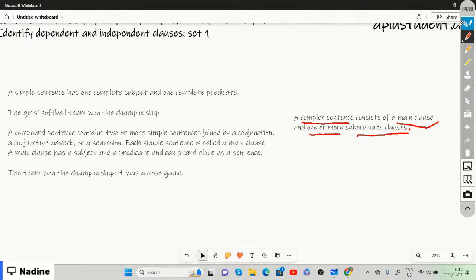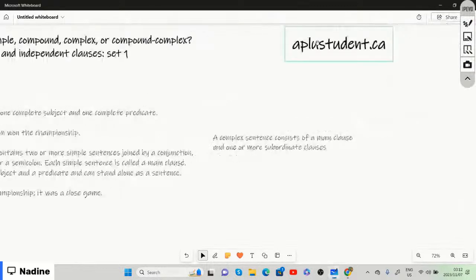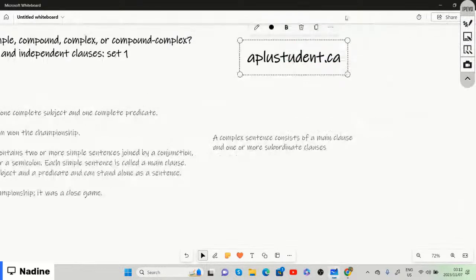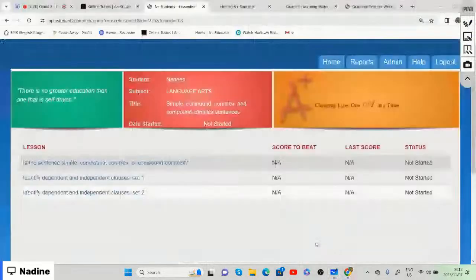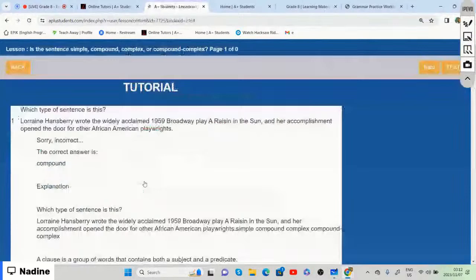We see that we are doing our tutorial lesson, as well as our test, on aplusstudents.ca. Actually, now you can go to aplusstudents.ca. So we're going to the first lesson.